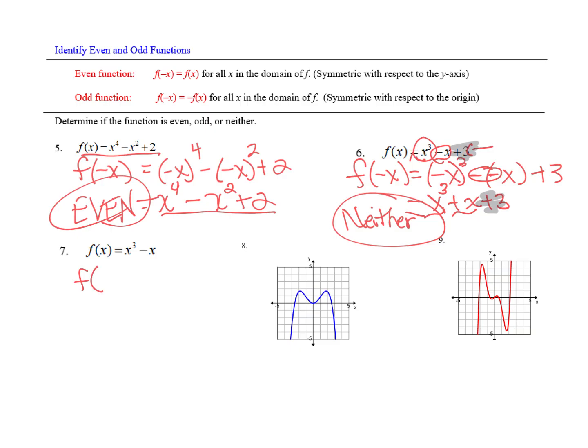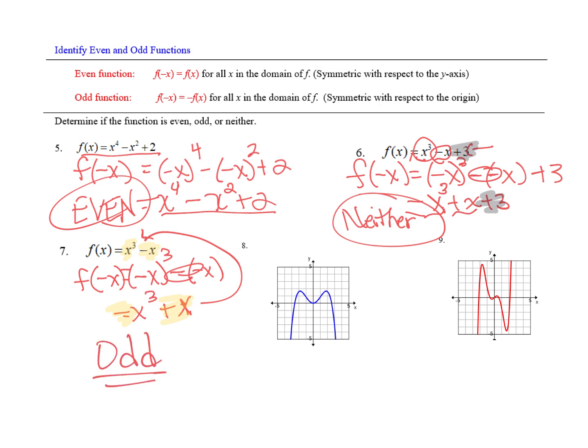F of negative x is going to be negative x cubed minus negative x. Well, negative x cubed is negative x to the 3rd power. Minus a negative is plus. And when I compare to my original function up here of x cubed minus x, negative x cubed plus x is the exact opposite. They're exactly opposite. You can see that because x cubed here is positive, here it's negative. X here is negative, here it's positive. So they're exactly the opposite. So opposite means that they are odd functions.